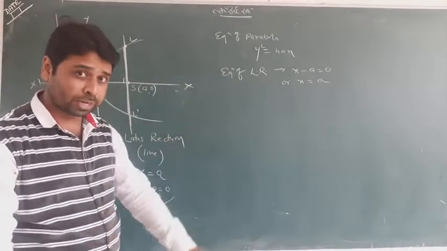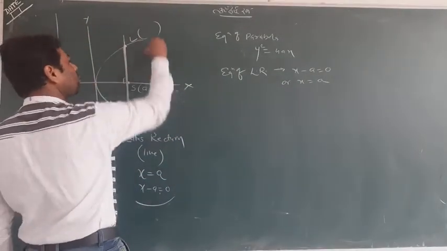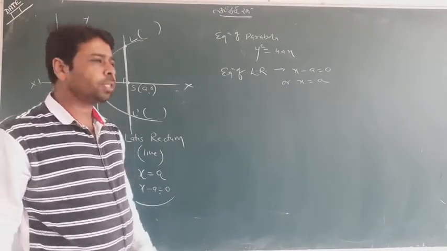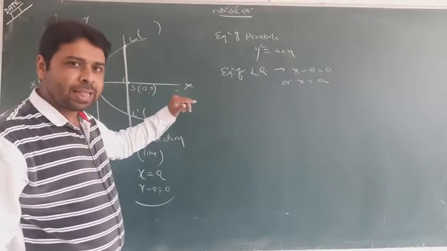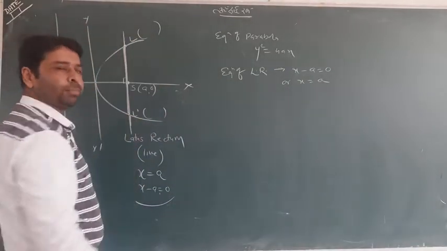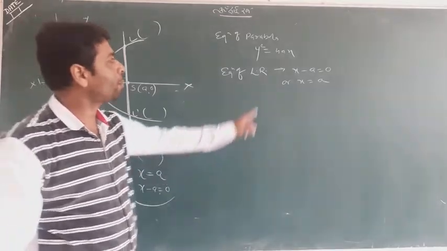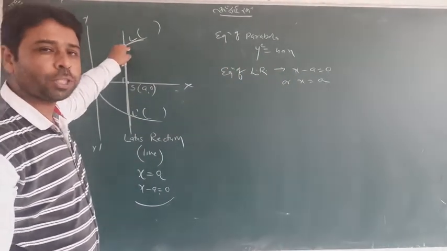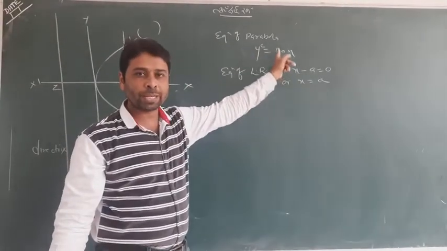How can we find that? I will find the coordinates of L and L dash. Now my question is, what is L? L is the intersection point of the parabola and the latus rectum. And we can find the intersection point by solving them.